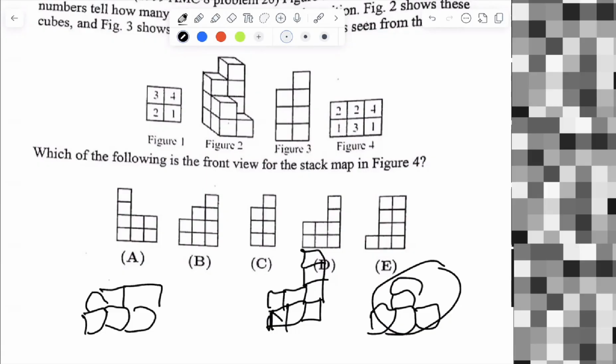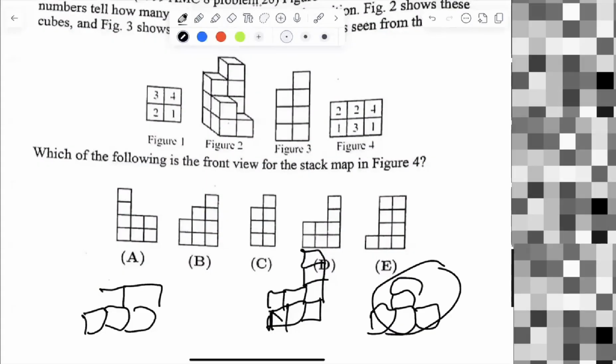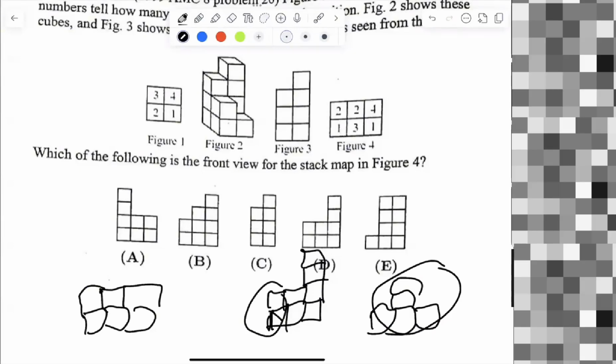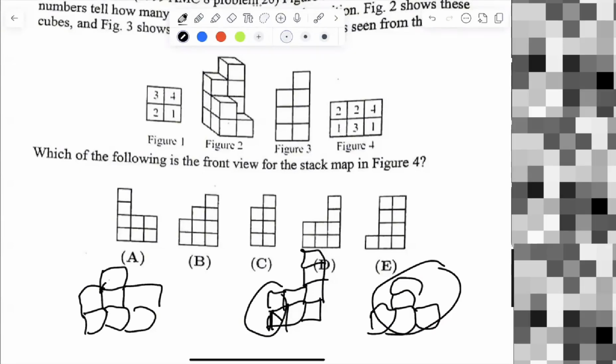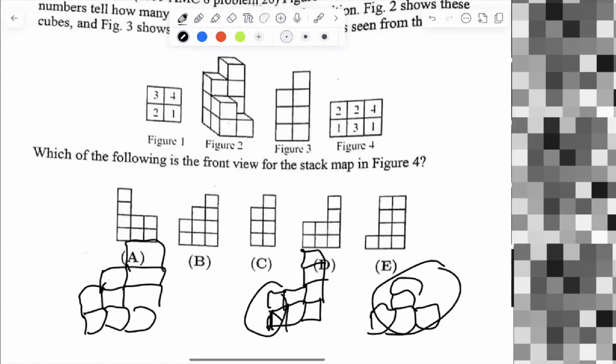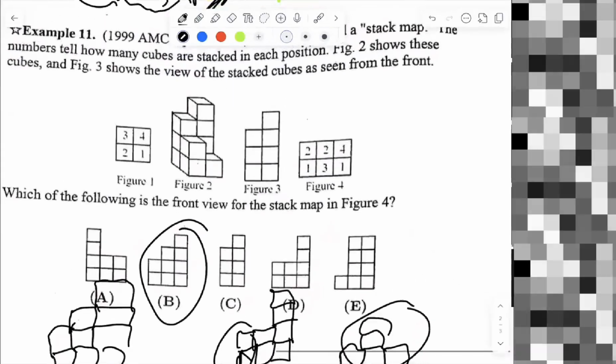Over here, this one doesn't have. Oh, this one does have, since there's 2 over here. And then 3 over here in the middle, and 4 on the top, on the very right one. And that'll be B. So the answer to this question is just B.